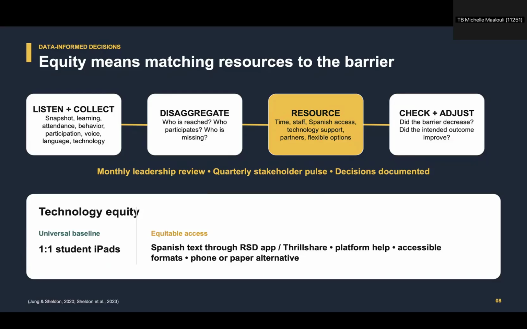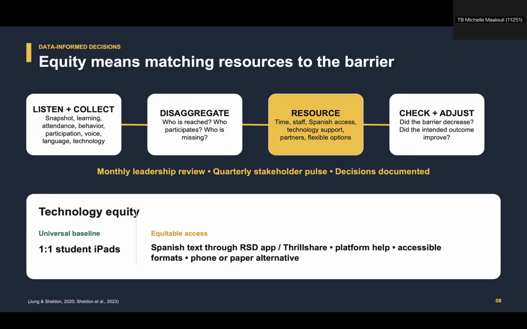So each month, the leadership team will review student achievement, attendance and behavior, and participation along with family responses. We will examine those measures alongside student, family, and staff voice. Each quarter, we will review broader belonging and communication information. The key question is not whether everyone is receiving the same thing. It is who was reached, who participated, who was missing, what barrier might explain the pattern, and what resource is most likely to reduce the barrier.